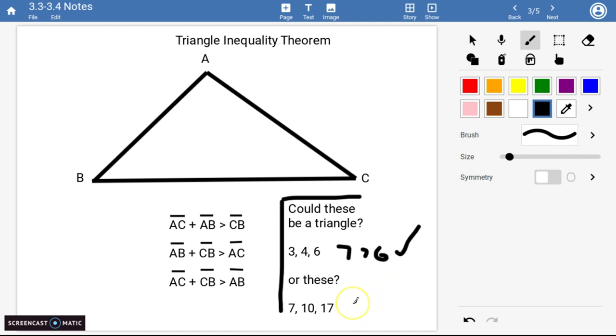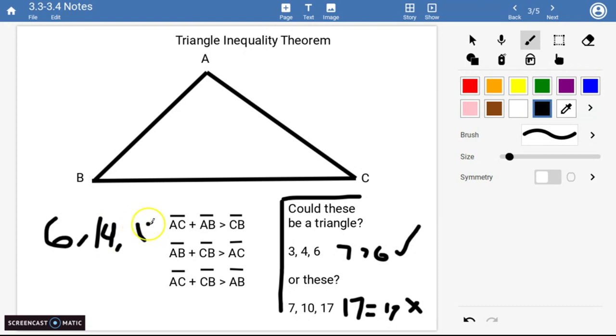And then these ones down here, 7 plus 10 is 17. Is it greater than or less than? Well, it's actually equal. So it couldn't be a triangle, because that's just not how it works. So that one would not be. If you had to find the length, let's say you had the lengths 6, 14, and x.